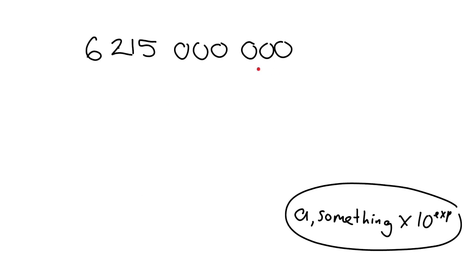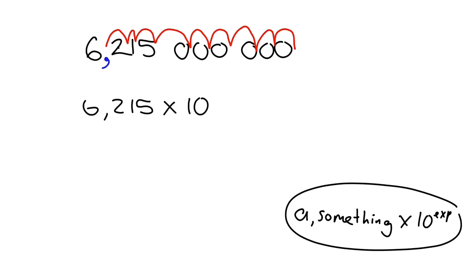Let's see how we could write something like that in scientific notation. Remember, with scientific notation, you want to have a digit, comma, something, times 10 to some exponent. So you want to turn this big number into 6,215 times 10 to some power, some exponent. What power are we going to have to multiply by? It'll have to be 1, 2, 3, 4, 5, 6, 7, 8, 9 tens we multiply by. So 6,215 multiplied by 10 to the power of 9 will be exactly the same number as that big number we saw originally up there.